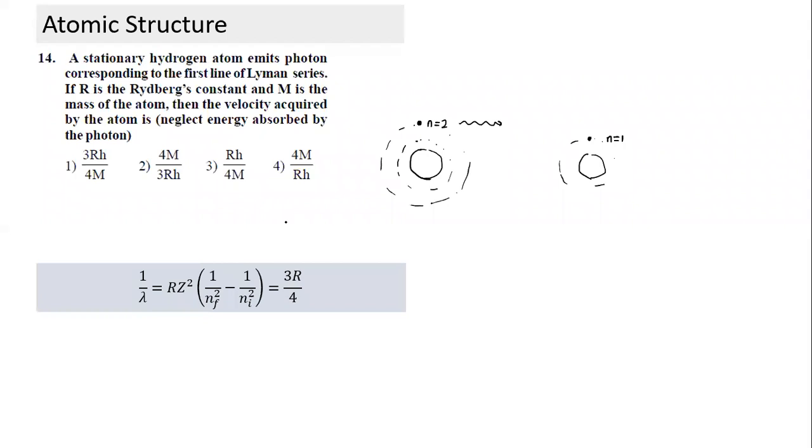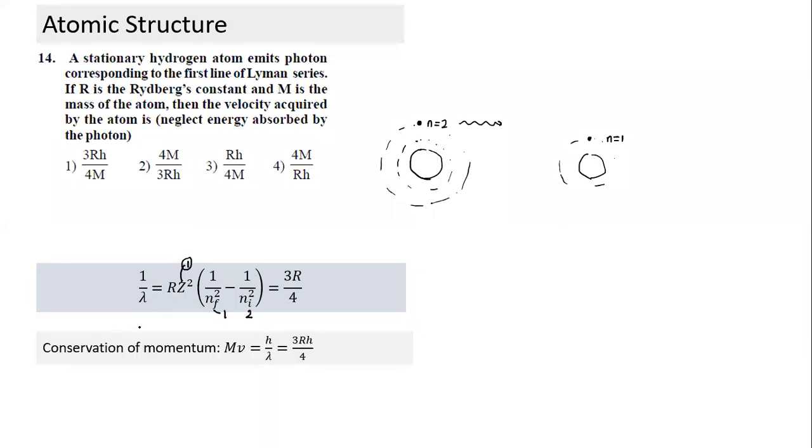Let's put it in terms of an equation. To find momentum, I can first find out lambda. Since the answer is in terms of the Rydberg constant, I'll use the formula which has wavelength in the form of R. This is the first line of the Lyman series in hydrogen. Hydrogen makes Z equal to 1, and since it is the Lyman series, n1 becomes 1 and n2 becomes 2. Once we substitute, it becomes 3R by 4 is 1 by lambda. And once we have the lambda, we have the momentum of the photon.